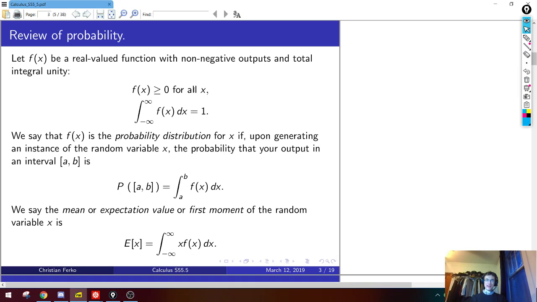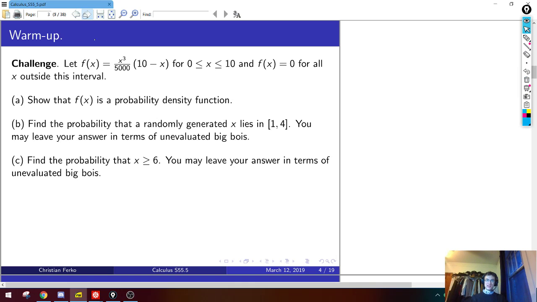We have to, or non-negative, but that's pretty easy because by construction, if x is positive, x cubed is positive, and if x is between 0 and 10, then 10 minus x is certainly non-negative, so the first part is pretty easy, right? So this thing is obviously non-negative on this interval, so indeed all we have to do is integrate this guy from 0 to 10. So what is that integral?